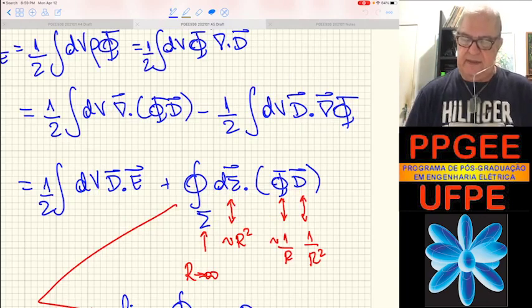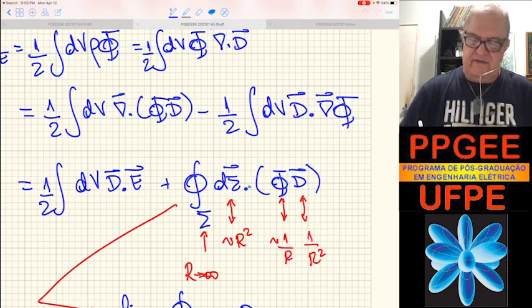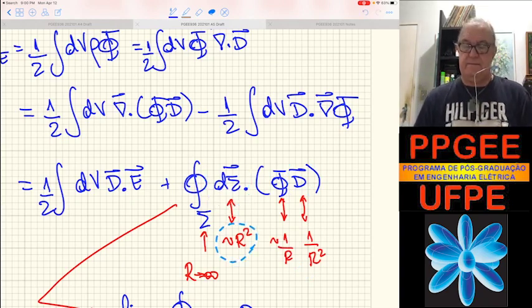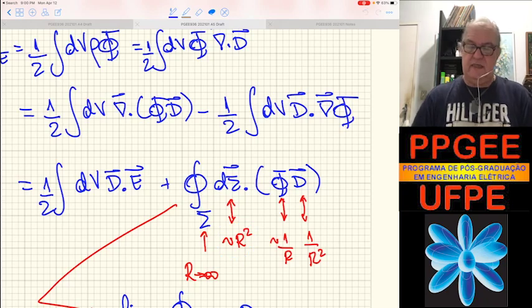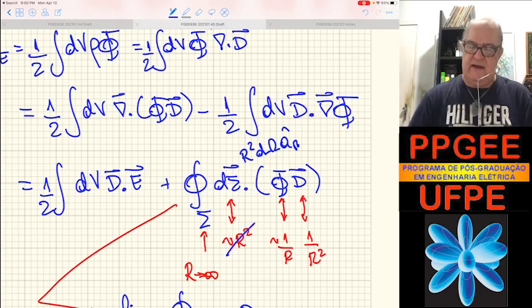So what happens? Potential goes with 1 over r for the point charge. Flux density goes with 1 over r squared, right? And the surface increases with r squared. So recall that this r squared is the solid angle Omega, a_r. That's why I have r squared with r squared. So this is going to be 4 pi over r in the limit.